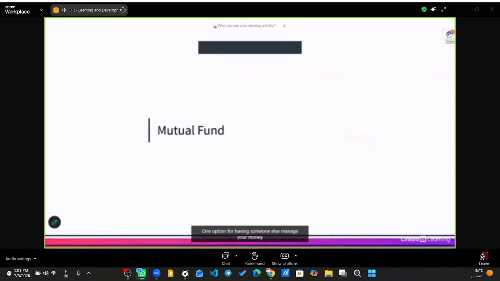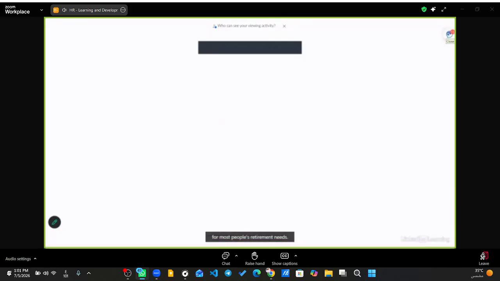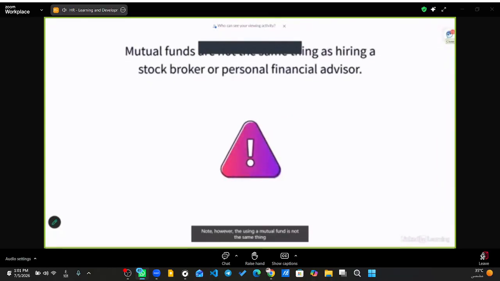One option for having someone else manage your money is called a mutual fund. It's the most common choice made by lay people investing on their own. Mutual funds are more than sufficient for most people's retirement needs. Note, however, that using a mutual fund is not the same thing as hiring a stockbroker or personal financial advisor. I'm talking about having a manager of a mutual fund invest for you.